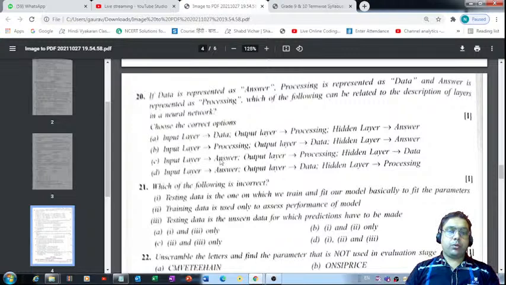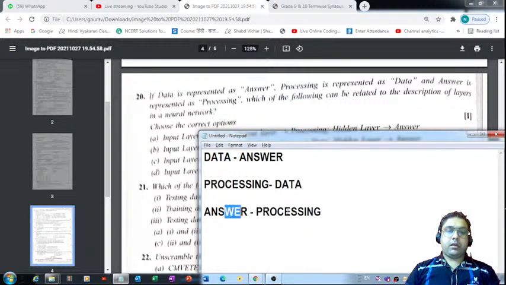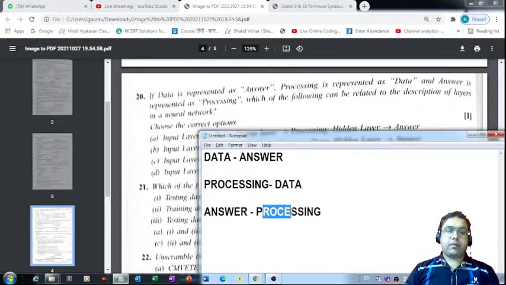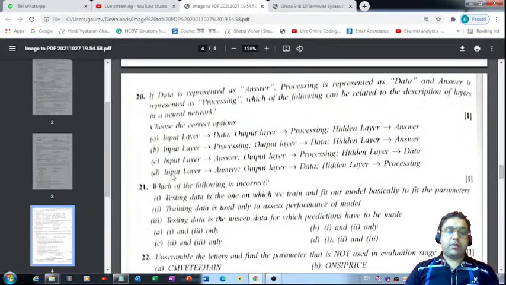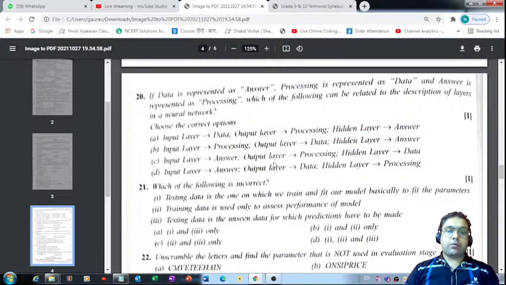Let's go with C and check whether this is correct or not. If we have answers in the input layer, then the output layer is going to be processing, because here answers is giving us processing. So the output layer is processing, and the only thing we are left with is data, so it is going to be the hidden layer. Let's check this D part. Input layer is answer, as I've already told you. And then the output layer should be equal to processing. But here the output layer is equal to data. So this is not correct. The correct answer of question number 20 is part C.